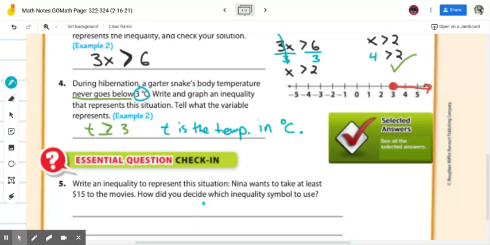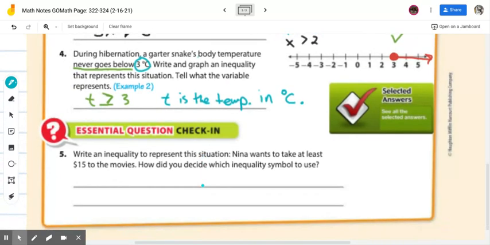All right, we have one final problem here, number 5. And I'm going to read this out loud for you. Write an inequality to represent this situation. Nina wants to take at least $15 to the movies. How did you decide this inequality? How did you decide which inequality symbol to use?